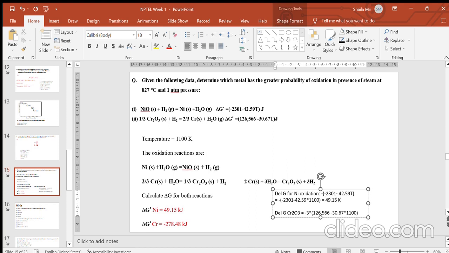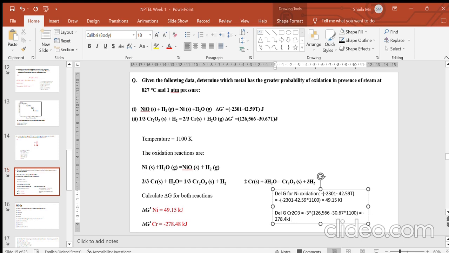So what is the answer for the delta G for nickel oxidation? I think it is 49.15 kilojoules. Okay, and for chromium, it is negative of 278.4 kilojoules. So which oxide will be formed first, which has a greater probability of oxidation?